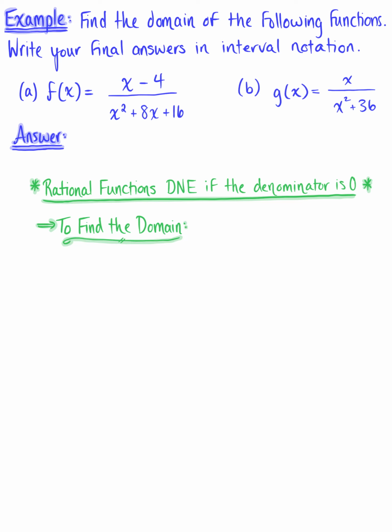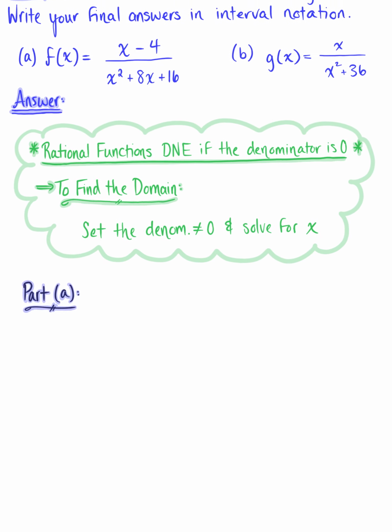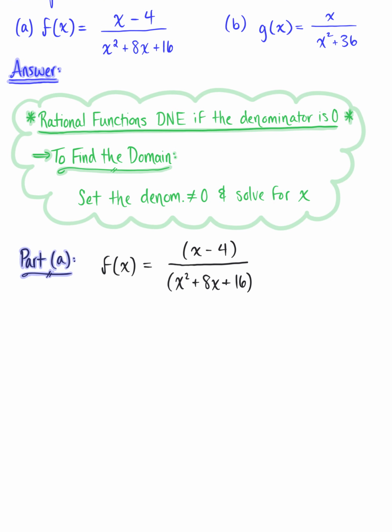So to find the domain of a rational function, we want to be sure to set that denominator not equal to 0 and solve for x. We will then exclude any of these undefined x values from our domain. So in part A, we are asked to find the domain of the rational function f of x is equal to x minus 4, all divided by x squared plus 8x plus 16.